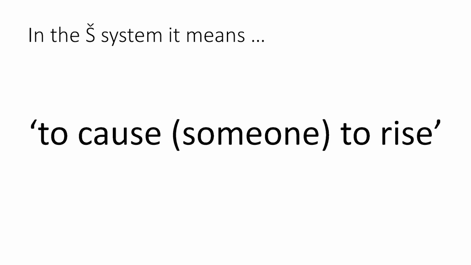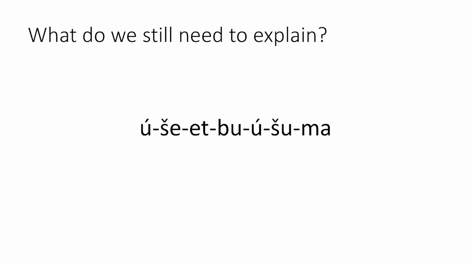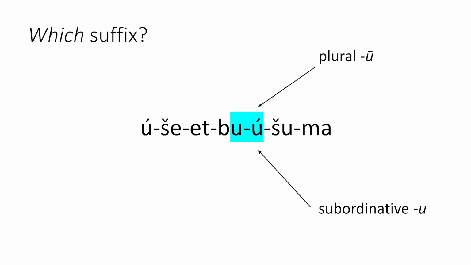So in the Š system, it will mean something like to cause someone to get up, to make someone get up, to cause someone to rise. Now let's go back to our spelling. We still need to explain the u. This looks like a suffix which has contracted with the verb's final vowel. But which suffix? It could be the masculine plural suffix u or the subordinative suffix u.